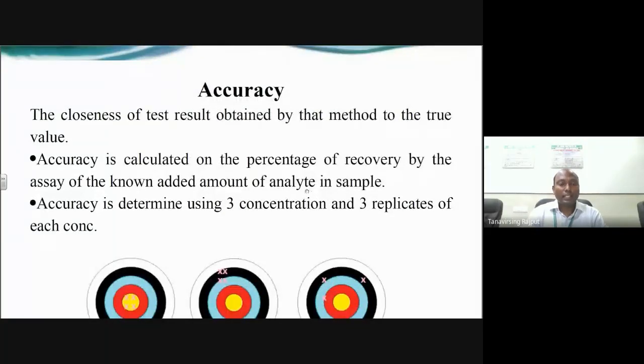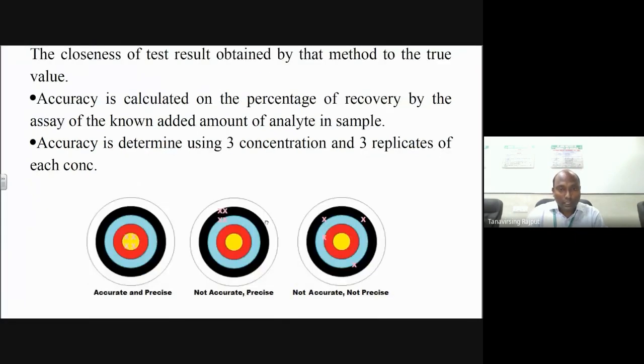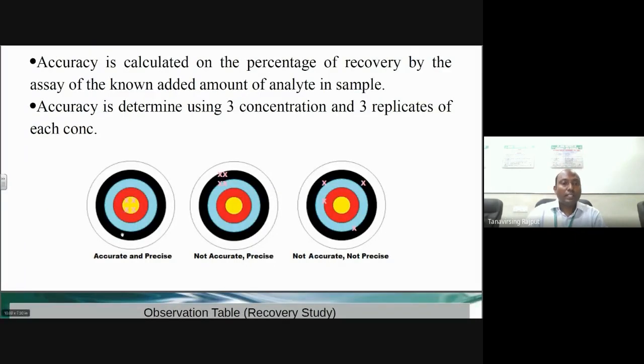As per the ICH guideline, the accuracy study is performed with the help of recovery. Now over here there are 3 diagrams. In the first diagram, imagine the centralized part is our reference result. The yellow colored portion is our reference result, and the red, blue, and black colored portions are our sample results.